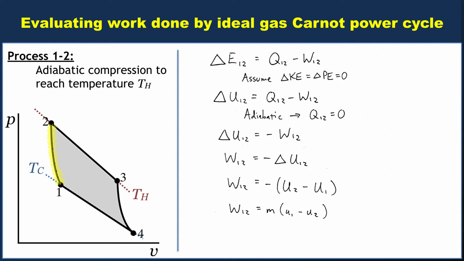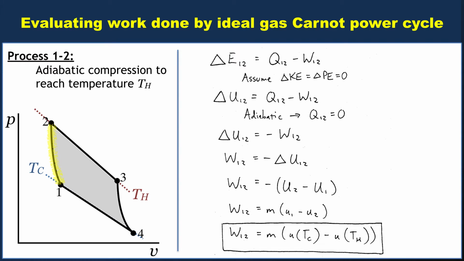Likewise, little u2 has to be the specific internal energy at a temperature T sub H. So we can rewrite those without the number subscripts, just as u1 equals u at temperature T sub C, u2 equals u at temperature T sub H. And just to be clear, I'm not multiplying by those temperatures. The temperatures are written there to illustrate the temperature at which the variable u is being evaluated. Okay, this is about as far as we can go.